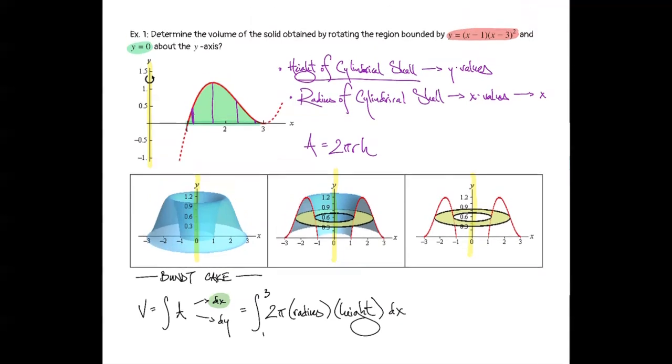But if we're looking at the height, how would I use the functions I have to define the height of the shell? Very nice. We're going back to that top minus bottom idea from 6.1, okay? So in this case, we would take our red function, x minus 1, x minus 3 squared, and we would subtract 0 because that's our bottom function. Exactly. The height is your y value at each input, and so we'll take the top function minus the bottom function.